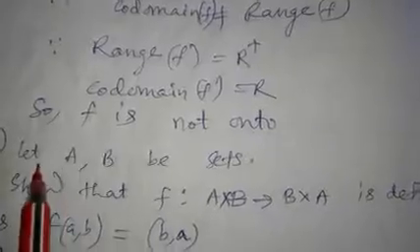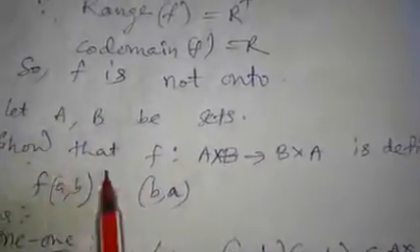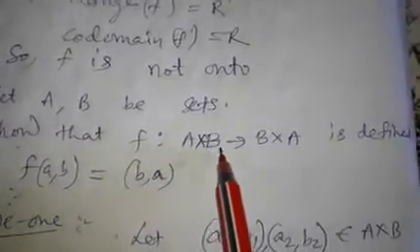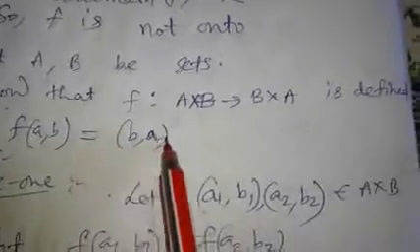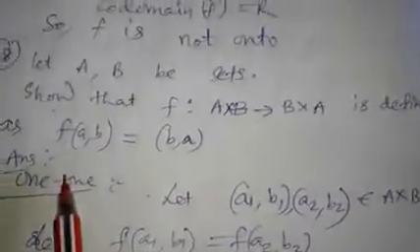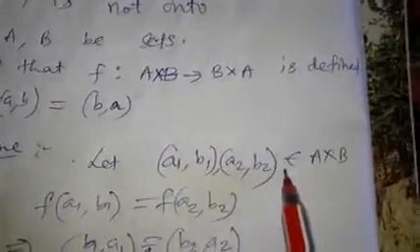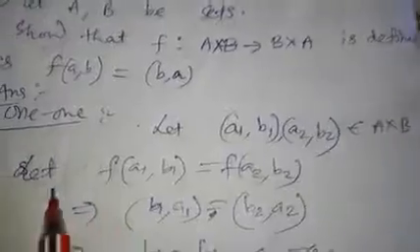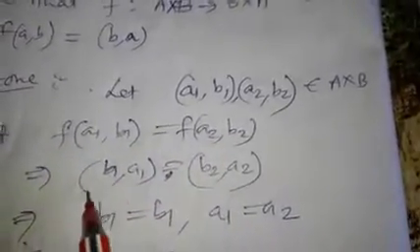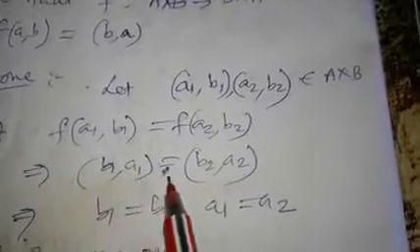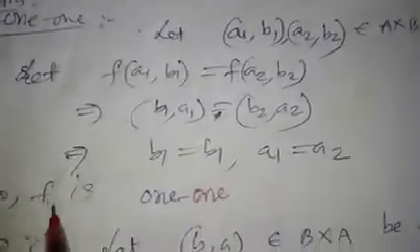Another question. Let A, B be two sets, and let f from A cross B to B cross A be defined by f of (a, b) is equal to (b, a). Now, prove that f is one-one. Let (a1, b1), (a2, b2) belong to A cross B. Let f of (a1, b1) be equal to f of (a2, b2). So, (b1, a1) is equal to (b2, a2), b1 is equal to b2, a1 is equal to a2. So, f is one-one.